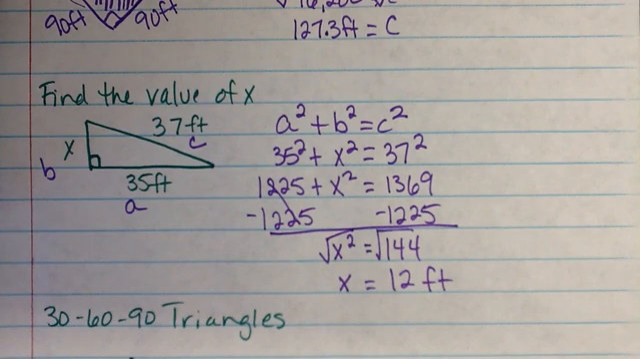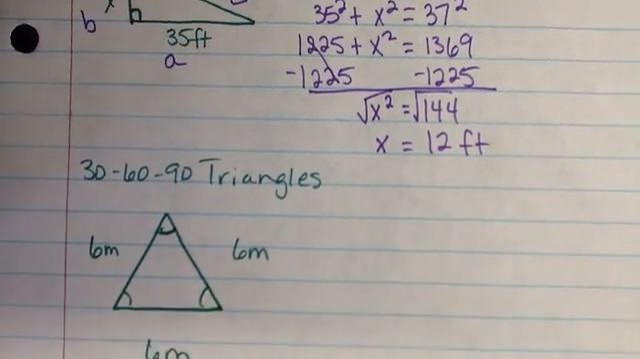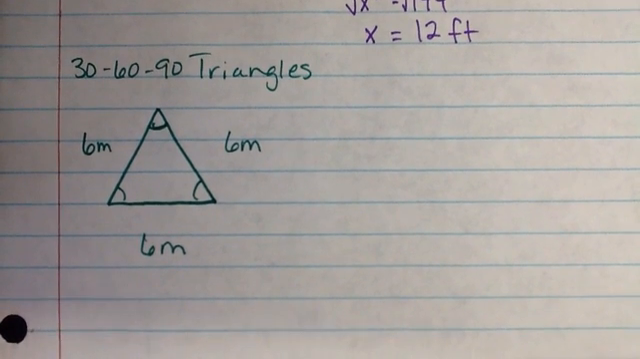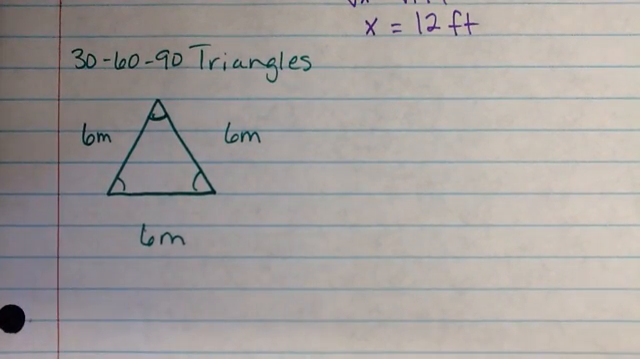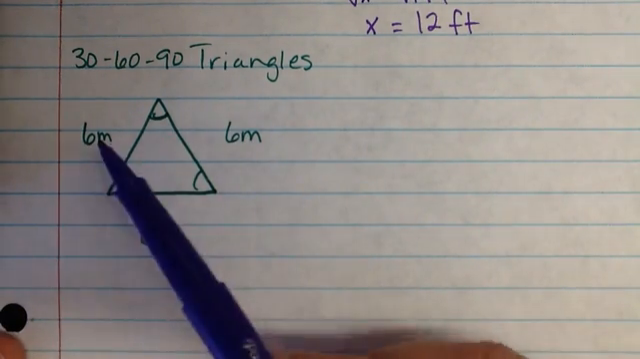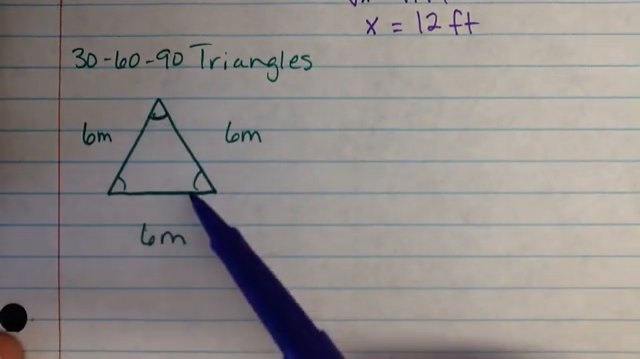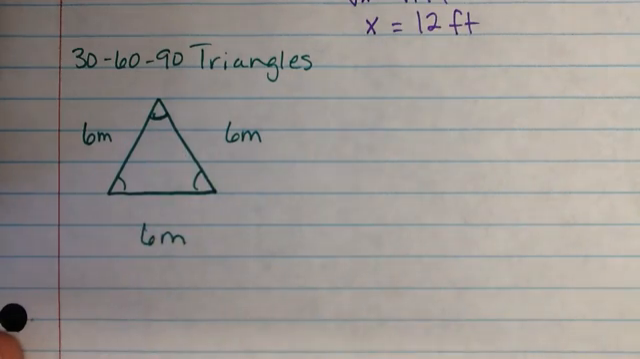Okay, and we're going to talk quickly about 30, 60, 90 triangles to remind you of that relationship. A 30, 60, 90 triangle is part of an equilateral triangle. So I have an equilateral triangle drawn. We know that it's equilateral. All the sides are the same length, and all the angles are the same. They're marked with one tick mark.